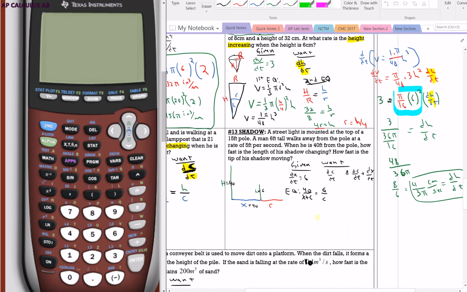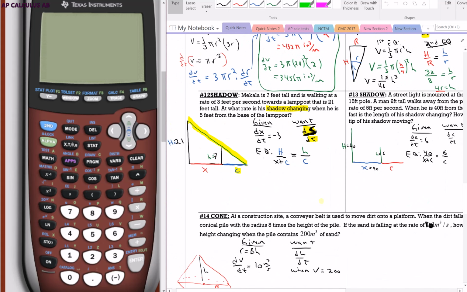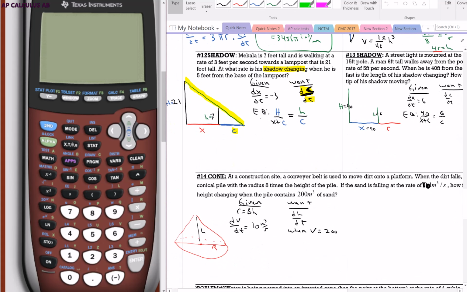All right. Let's move on. Shadow problems are really confusing at first to try to figure out how to set them up and how to think about them, but once you get the hang of it, they're all the same.